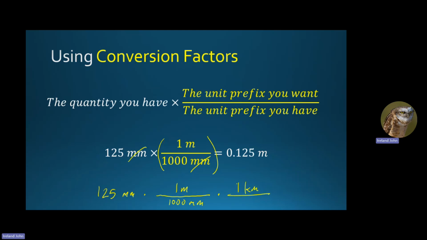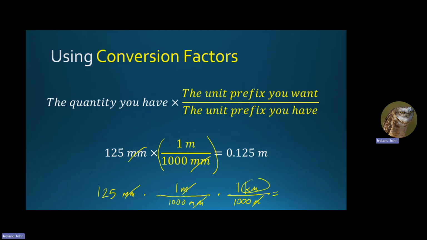Let's say I wanted to convert it to kilometers too. So this evaluates just like any other problem, right? You can cross cancel units. And if I were to do this math, I would be left with the only unit standing, which is kilometer.